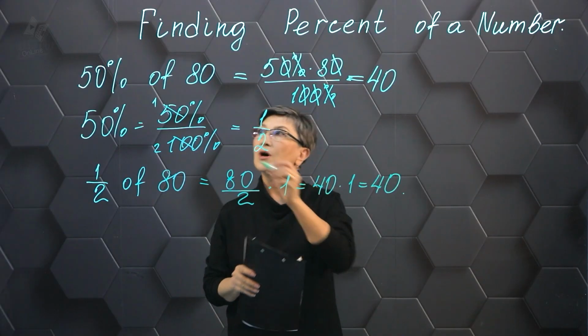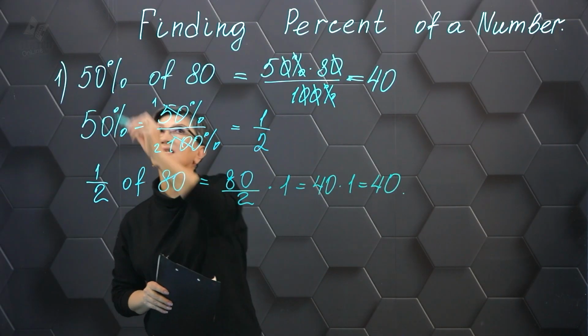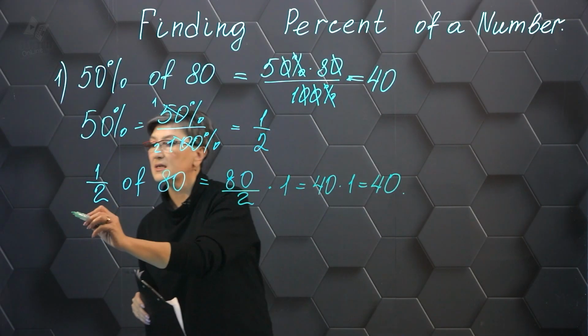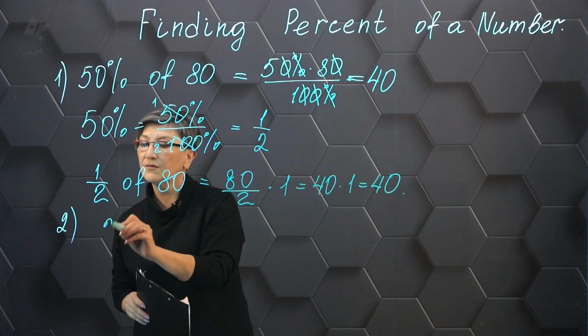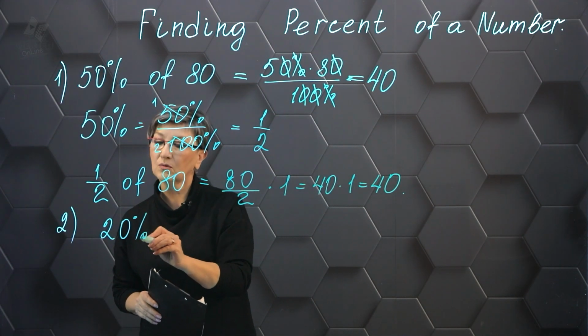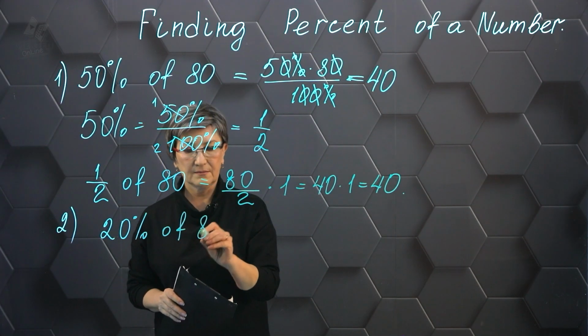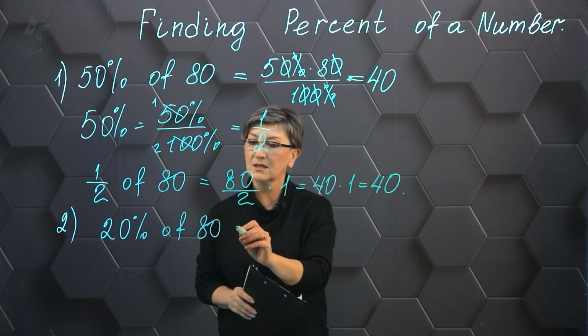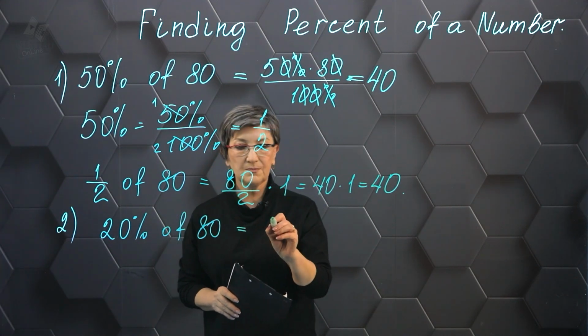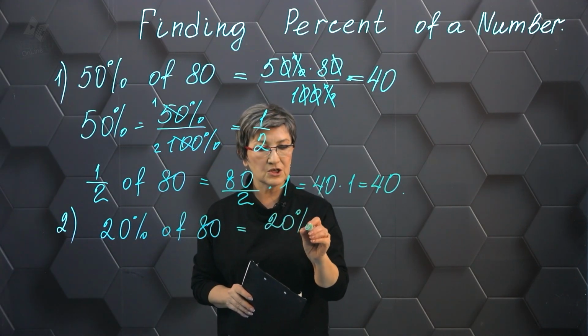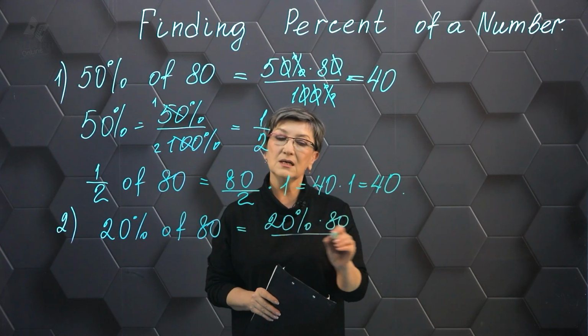Let's consider another example. We calculated 50% of 80. Now let's determine 20% of 80. What do you have to do for that? I also take 20%, multiply by 80 and divide by 100.